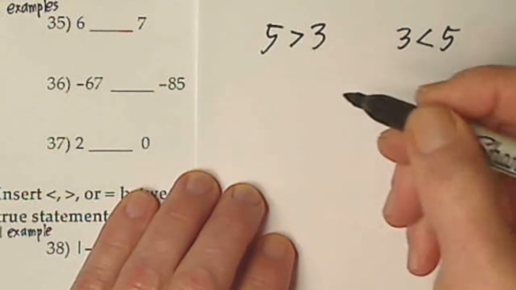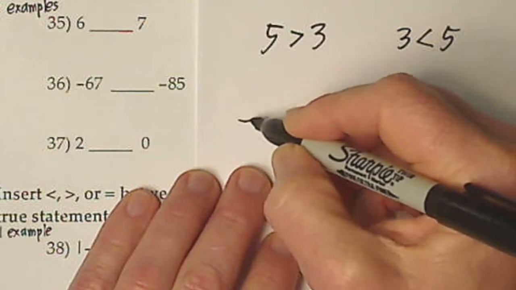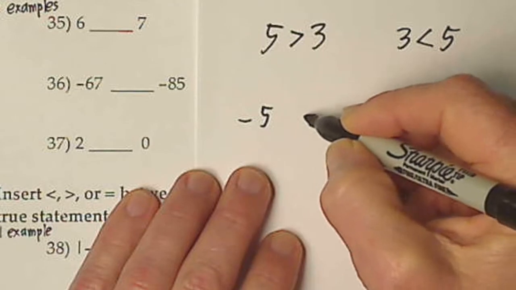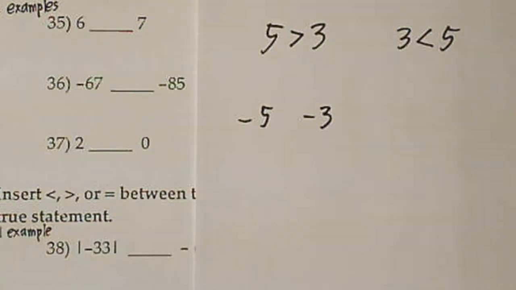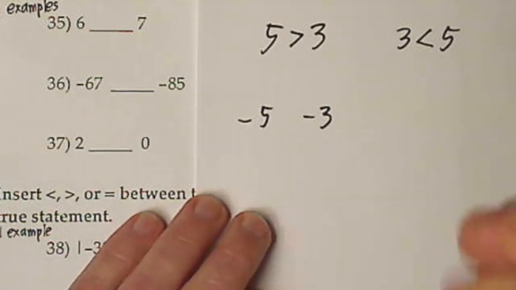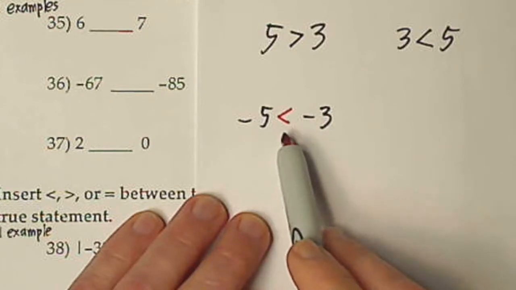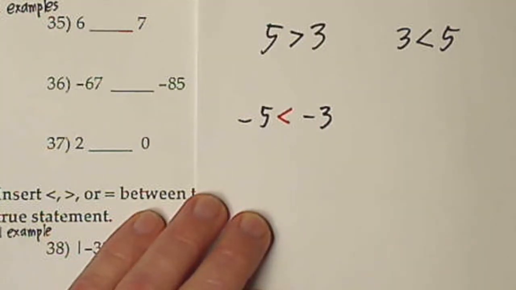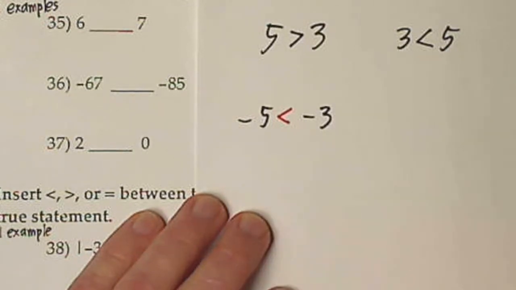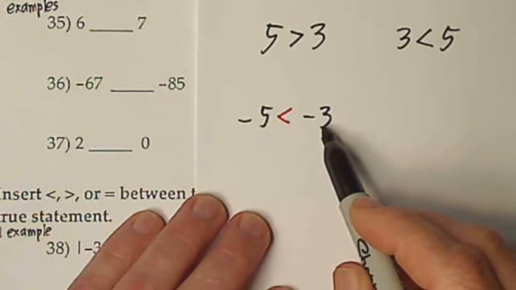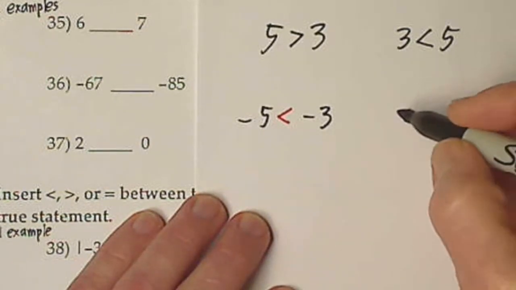If these were negative values, you have to be ready to flip that sign. So if I had a negative 5 versus a negative 3, a negative 5 is less than negative 3. And you might think you'd rather be $3 in the hole than $5 in the hole. But anyway, negative 3 is greater than negative 5. It could be read that way as well.